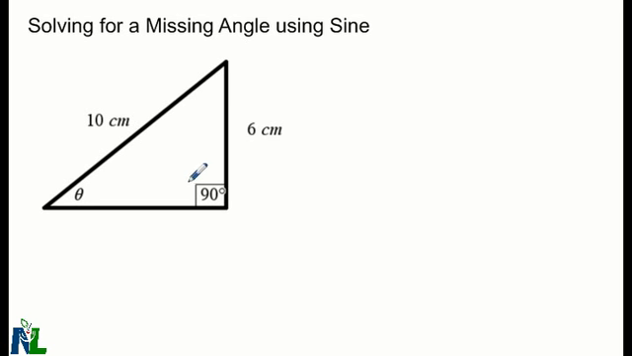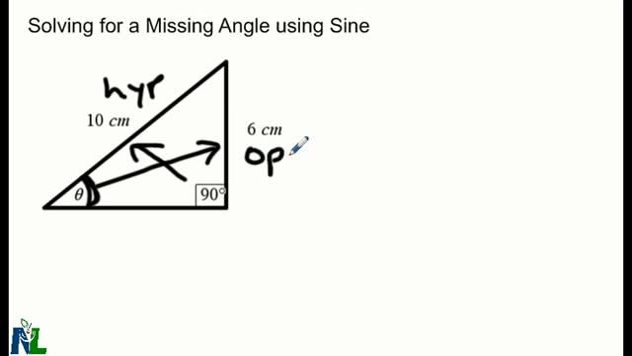We are going to look at the right angle and realize that across from that right angle is the hypotenuse. And then looking at our reference angle, which we are going to try to determine its value, across from that reference angle is the opposite side. So for us, we can see here that we have the hypotenuse and the opposite side. So the sine ratio is the correct trig ratio to use to solve for the missing angle.